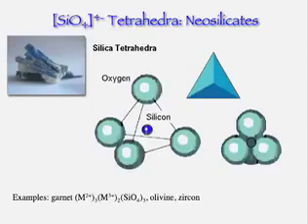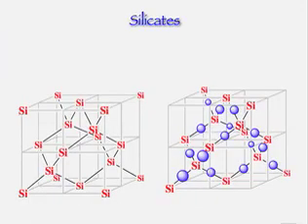All right, let's talk about silicates now. Silicates have a silicon atom that's tetrahedrally surrounded by oxygen atoms. So look again at silicon dioxide. Every silicon in this structure has 4 oxygen atoms around it in a tetrahedron. Here's a silicon atom, 4 oxygen atoms in a tetrahedral array.